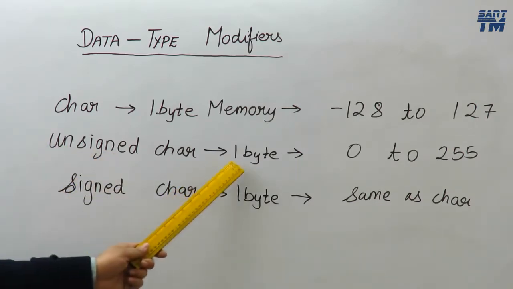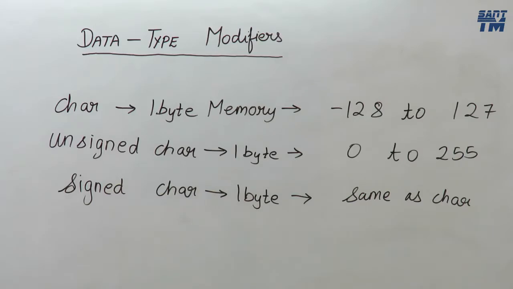It will also occupy 1 byte of memory, but now the ASCII codes of those characters will range from 0 to 255. Unsigned char is the notation we use in our computer memory to store the characters. All the ASCII codes are of positive range, that is 0 to 255. The signed char is similar to char, there is no difference.